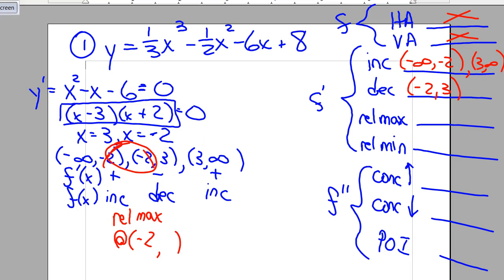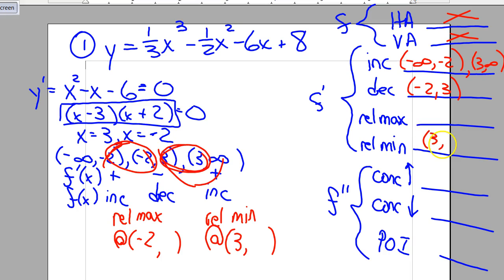At 3, we were decreasing until that. We're increasing after. So we get the bottom of a hill. So there's a relative min at 3 comma whatever. As we're doing them for real and graphing them, we'll find the whatever. I just don't care right now. So there's a relative min at 3 comma something, a relative max at -2 comma something.